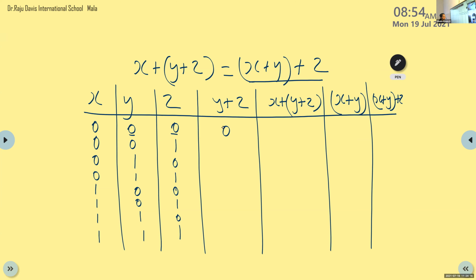x + (y + z). So x is this, then y + z is this, then 0 + 0 is again 0. Just like that you want to find out the result.